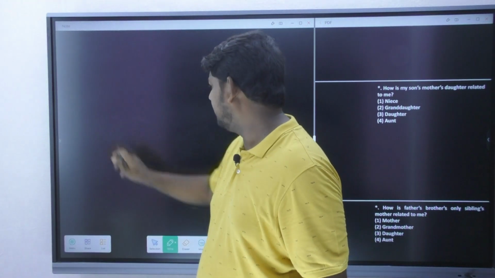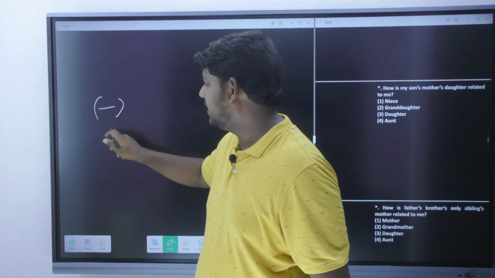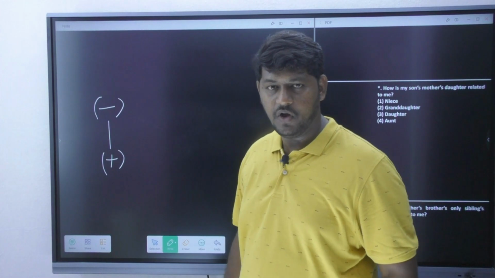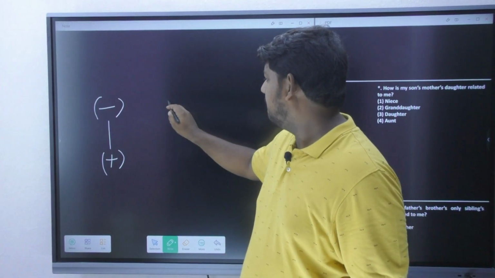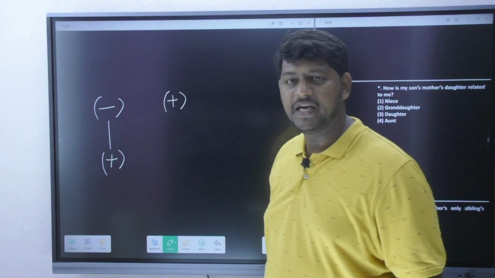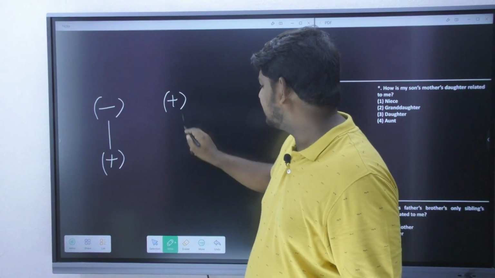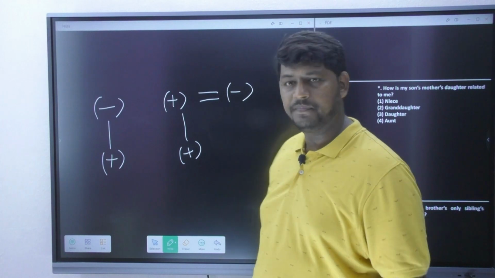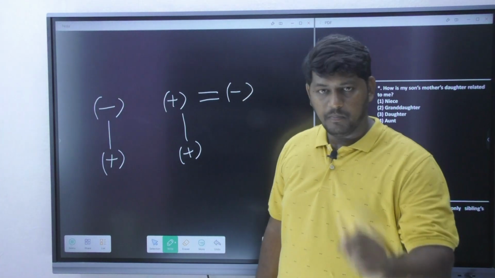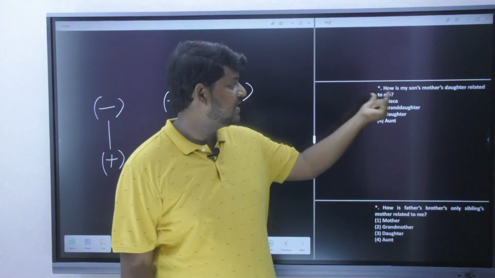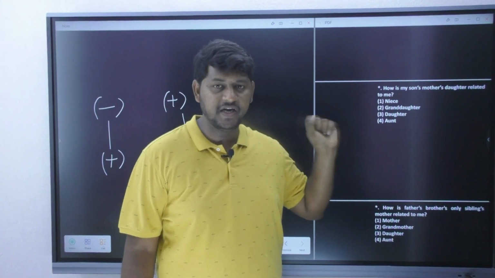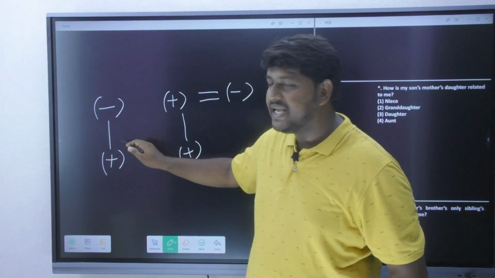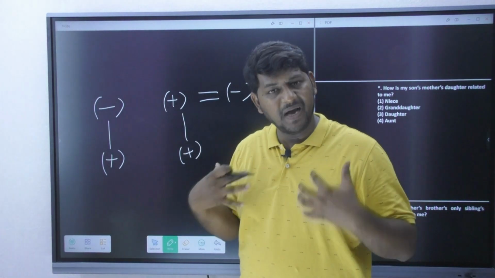Imagine the speaker is a female over here, my son's mother could be myself. Or if I imagine the speaker as a male, my son's mother is my wife. Am I correct? Because of the lack of information regarding the speaker's gender, we are going to use both possibilities. My son's mother could be myself.